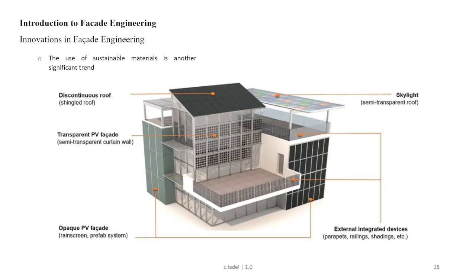So we can have transparent PV facades, opaque PV facades, and externally integrated devices like shadings, parapets, railings, skylights, and semi-transparent roofs, for example. These are kinds of sustainable materials that can contribute to improving the thermal performance and reducing the carbon emissions of the building.